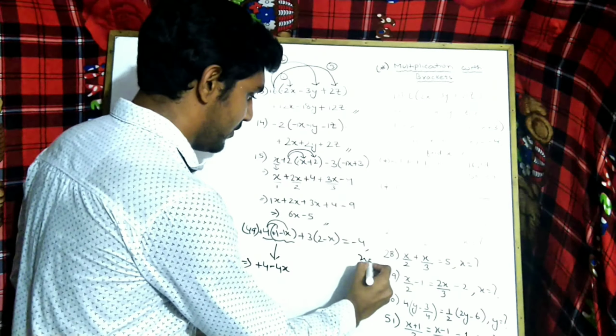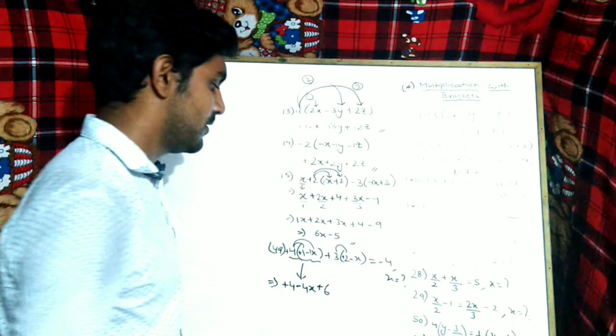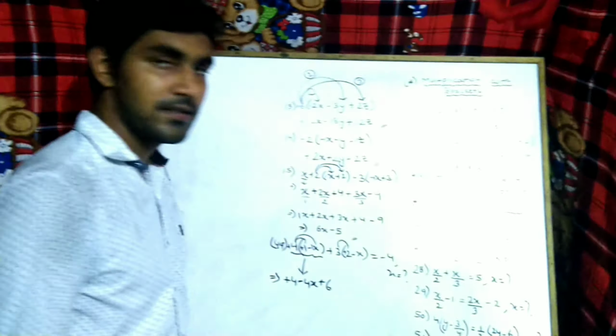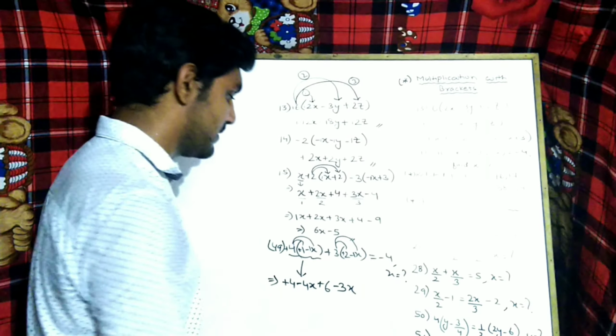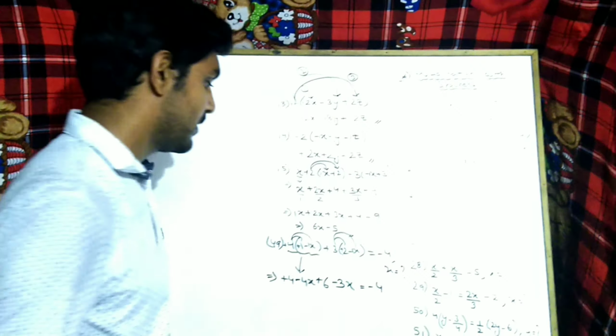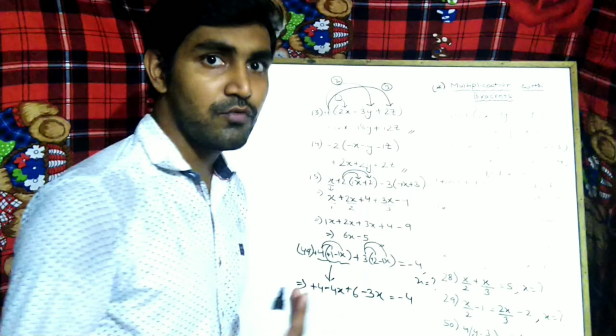We have to find the x value here. Now don't put the plus sign directly. Now 3 into 2, 6. Now plus plus will be plus, because plus plus will be plus. Now 3 into 1, so it comes 3. Now 3x, plus minus will be minus, is equal to minus 4. Clear?